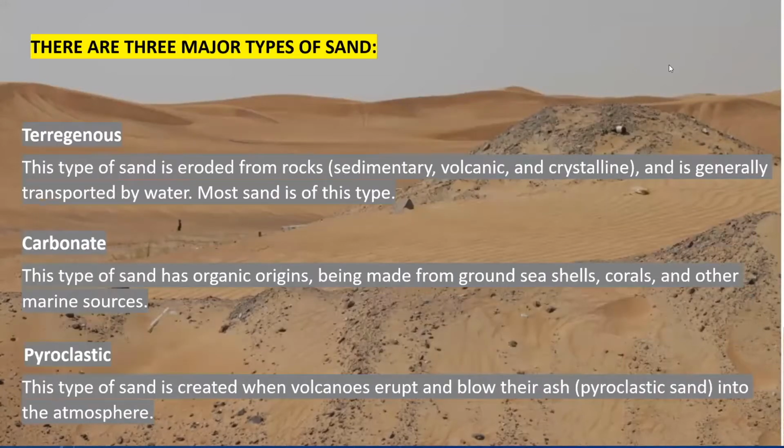There are major types of sand: the siliciclastic, carbonate, and pyroclastic. The siliciclastic type of sand is eroded from rocks, sedimentary, volcanic, and crystalline, and is generally transported by water, and most sand is of this type. The carbonates are the type of sand that has organic origin. It might be from ground shells, corals, and other marine sources. And then the pyroclastic type of sand is created when volcanoes erupt and blow their ashes into the atmosphere.